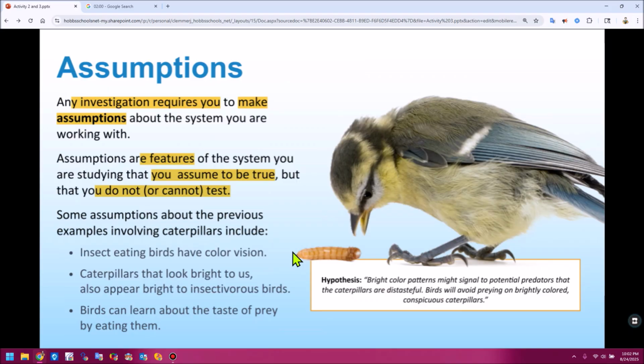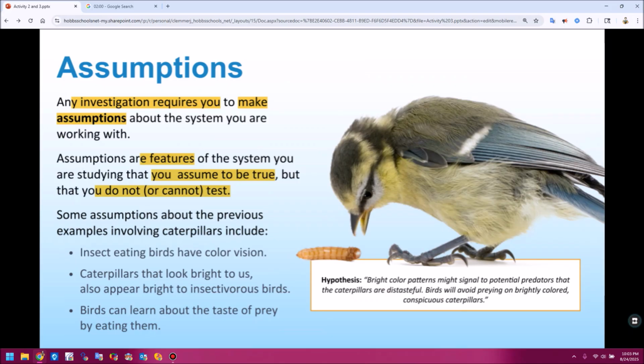Assumptions, okay. And this I'll write on the board. We have an assumption up here on the board. Your definition: an assumption is something you accept as true without testing it. Any investigation requires you to make assumptions about the system you're working with. So we can all make assumptions. And yes, we all know the old saying that assumptions make a, yeah, we're not going to go there.